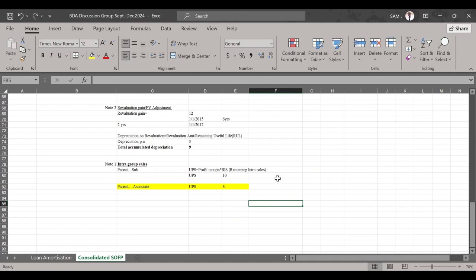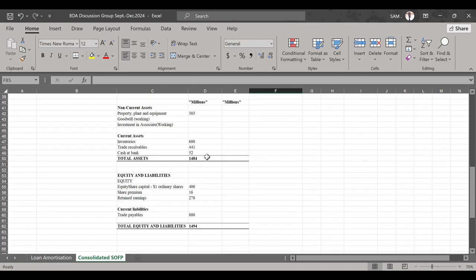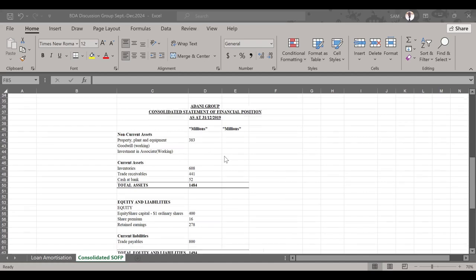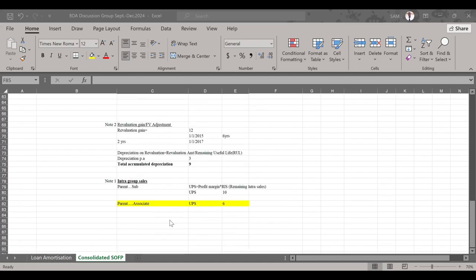The reason why I'm highlighting it is because you do not bring the UPS between the parent and associate to the consolidated statement of financial position. Why? We are not consolidating an associate. We are only consolidating a subsidiary. This one will only affect investment in associate. So I'm highlighting it because you're going to use it when calculating investment in associate. Good. Note number 1, we are done.